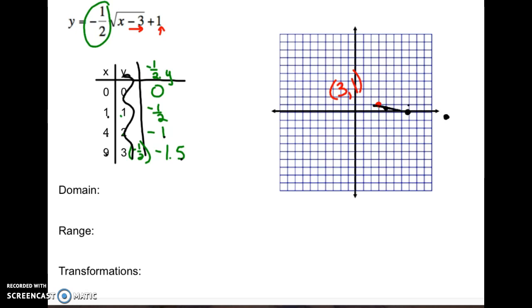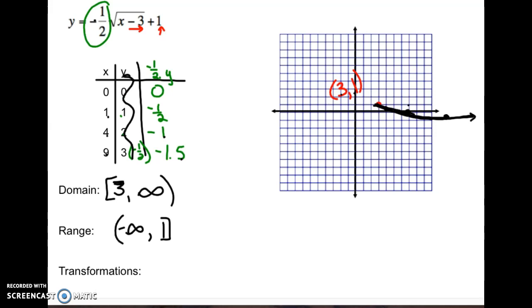Whoops, I'm missing all my points. A very shallow downhill. We're looking like this. It's upside down because of the negative. So our domain, the smallest number we have on the domain is x. So we're going to go from 3 to infinity. And now our range starts at 1. But the problem is it's getting smaller. So the numbers that are smaller than 1 would be negative infinity.